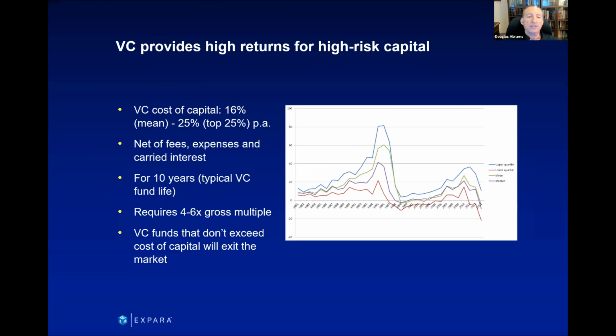So this is after fees, expenses, and carried interest, which means that the gross return, which we were talking about before, needs to be even higher than 30x in order for the fund to deliver 25% per year on a net return basis. And you can see that depending on when these returns are delivered, this requires a 4 to 6x gross multiple. So these figures are available to venture fund investors. So they're going to continue to require this type of return from the managers that they invest in.